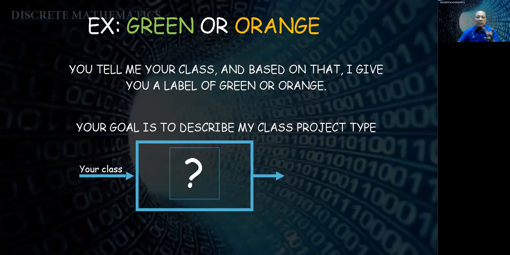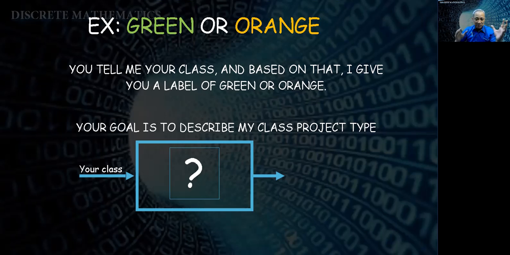So, let me give you several examples. This is just a very ordinary example: green or orange. I want to assign your class to a class project type. For example, you are mechatronics students and you are IT students. For mechatronics students, the project type will be green, because it involves a lot of automation, PLC, and motors. Orange is more or less simulation, programming, and all that.